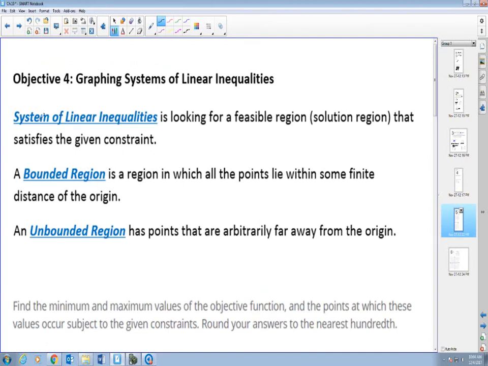inequality. This is also called linear programming. What we want to do here is look for a feasible region or solution region that will satisfy the given constraints. So if I'm dealing with inequalities, I need to find a region of points that will actually satisfy my inequalities.